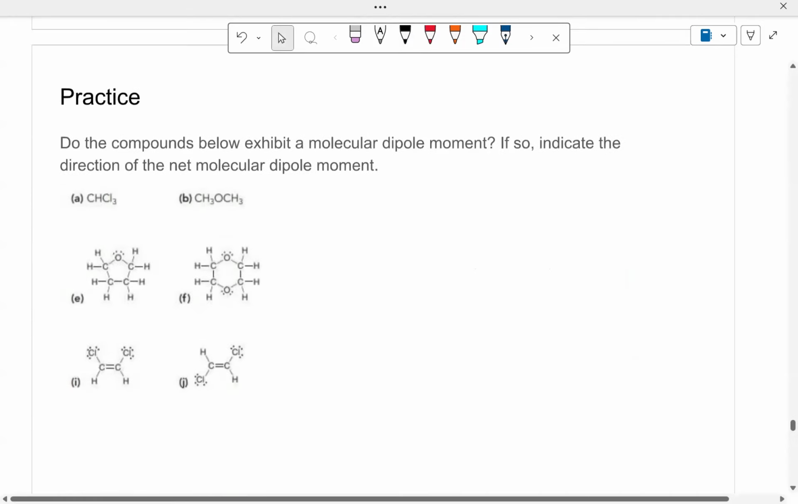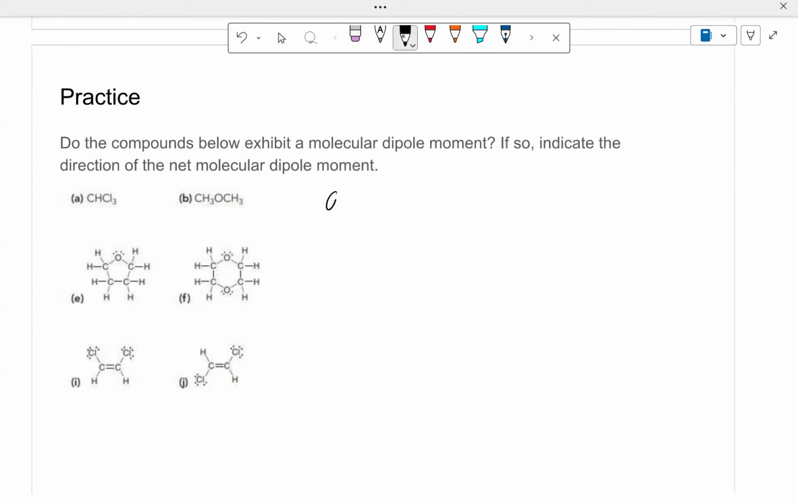Now, let's get a little bit more practice. Do these compounds exhibit a molecular dipole moment, meaning, are they polar? If so, indicate the direction of the net molecular dipole moment. So with A, we're going to start off by drawing a Lewis structure. And we're going to try to draw it as three-dimensional as possible. So H, and then Cl, Cl, Cl. It is tetrahedral, so you have to remember that.